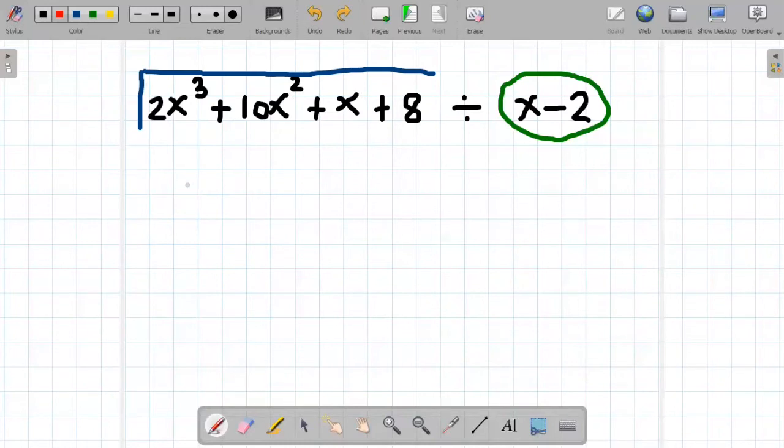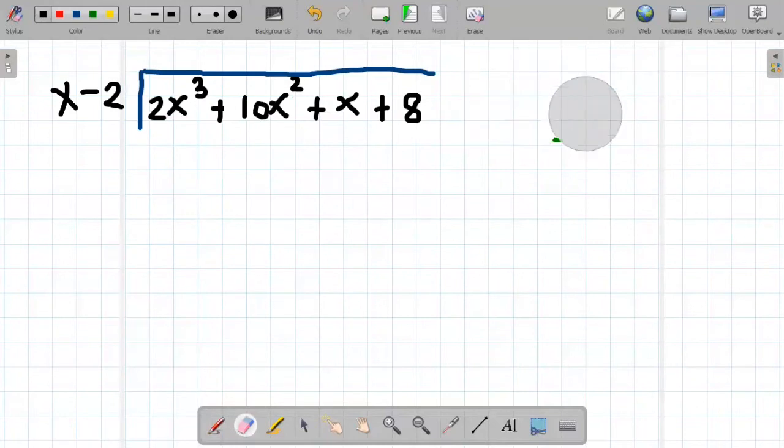You have to arrange your powers or your exponents in descending order. And since we are writing this into our long division format, our divisor must be placed here. So the divisor is x minus 2. So we erase this one. There you go, this is what your solution will have.